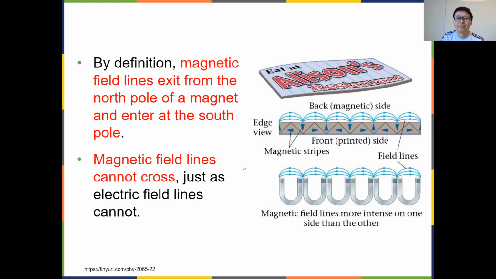All right. The magnetic field lines do not cross. That means you don't get two magnetic fields at one location. If you do, they add up and become one single field. So that's what happens. They do not cross.